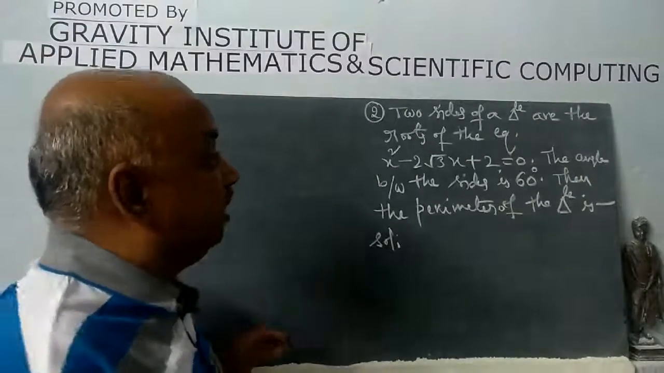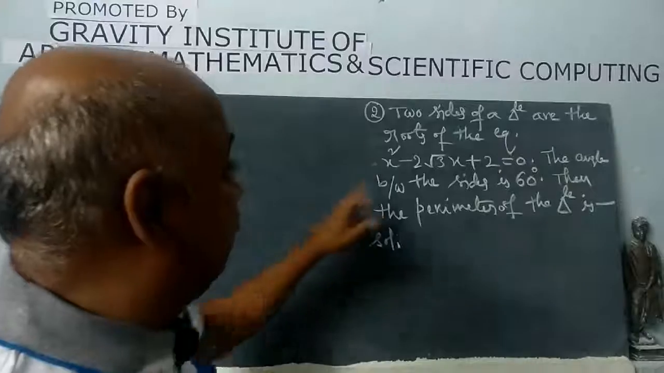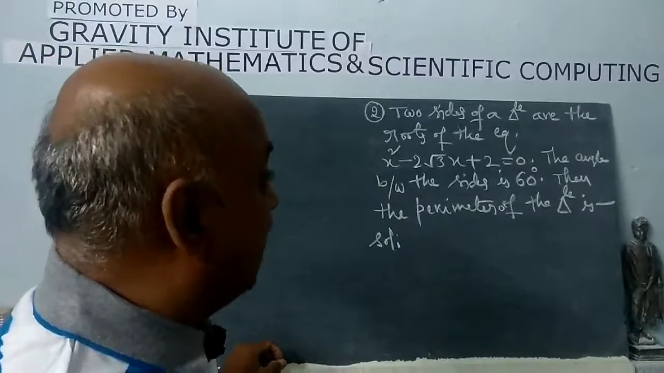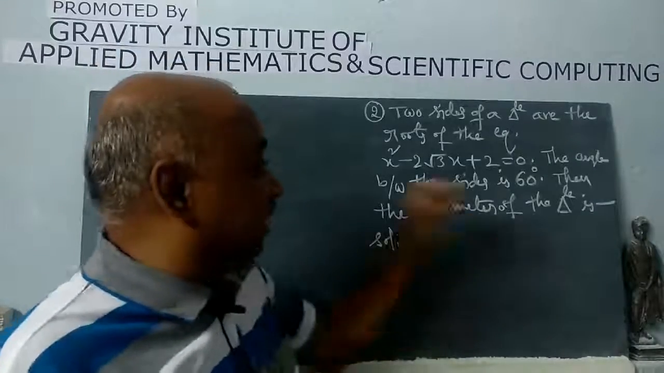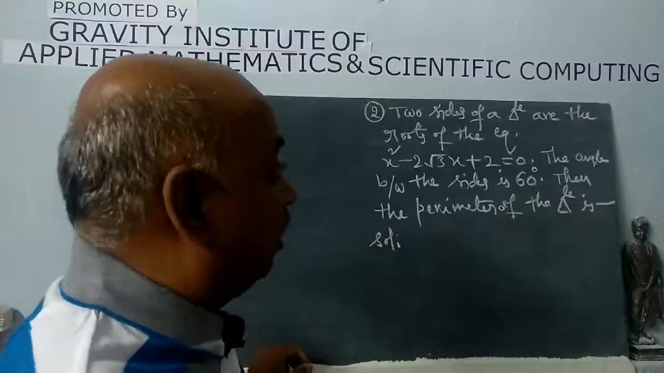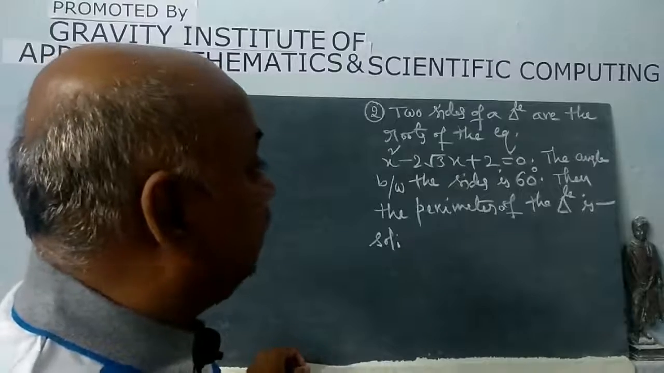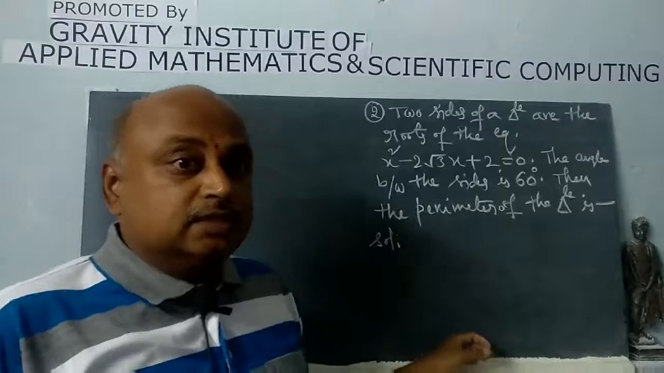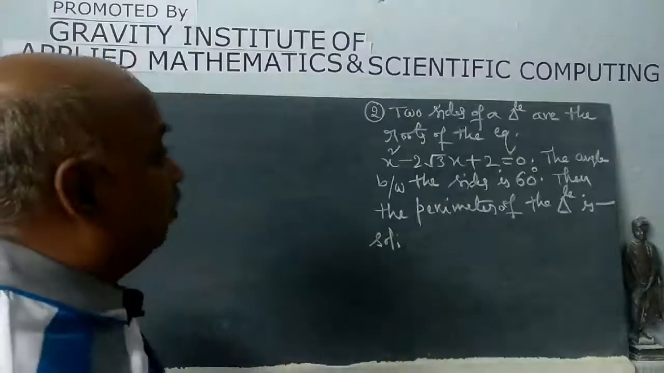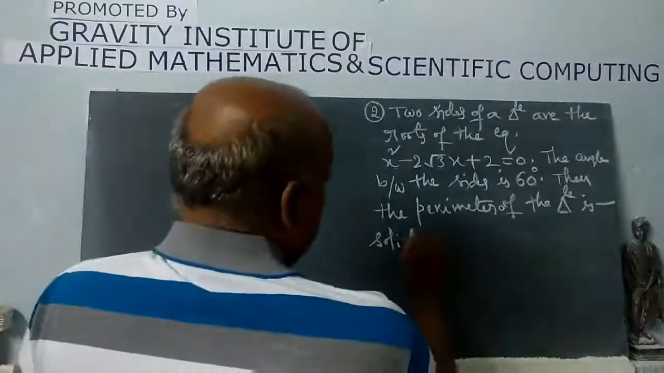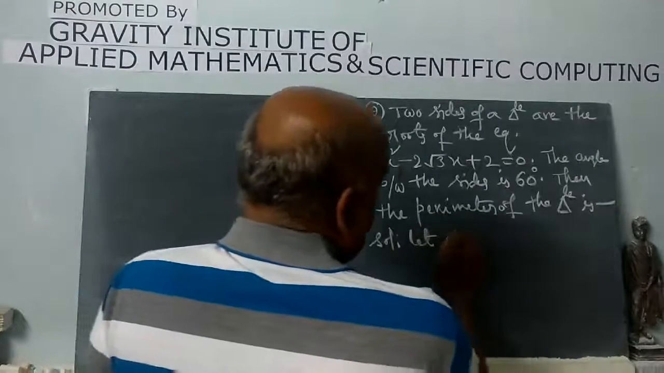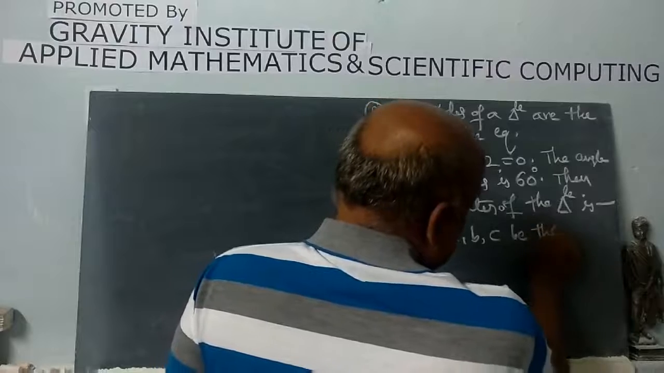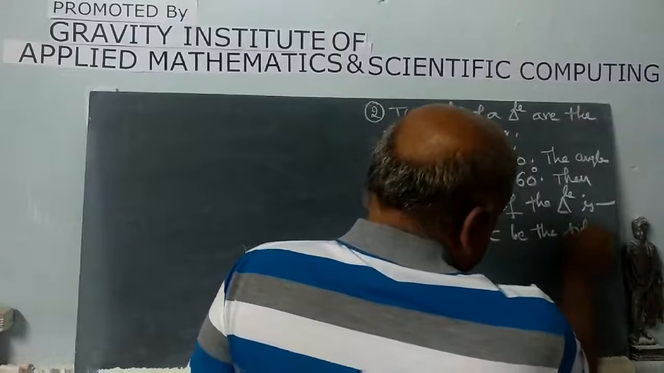So two sides of the triangle are the roots of the equation x square minus 2 root 3 x plus 2 equal to 0. And the angle between these sides is 60 degrees. This is given. Now what we have to find? The perimeter of the triangle, that is a plus b plus c. So here let a, b, c be the sides of the triangle.